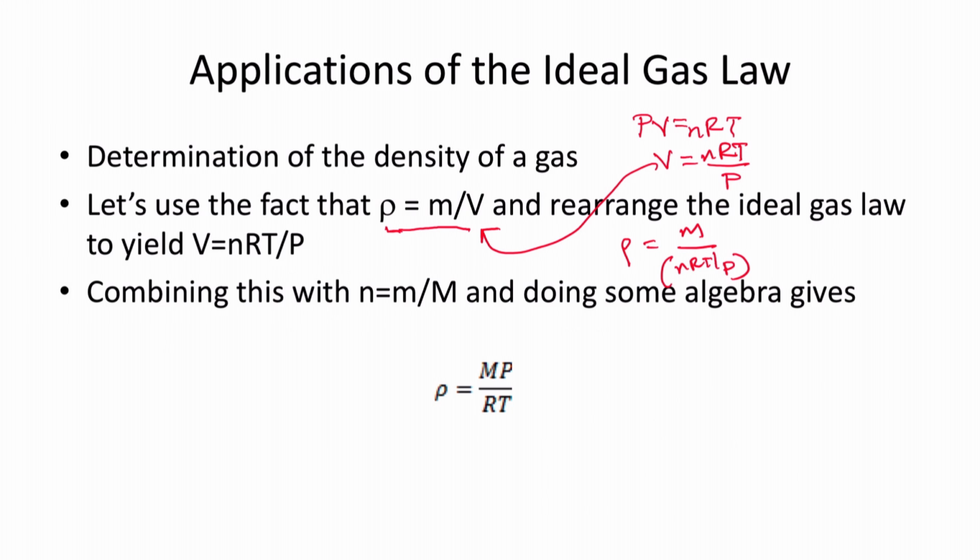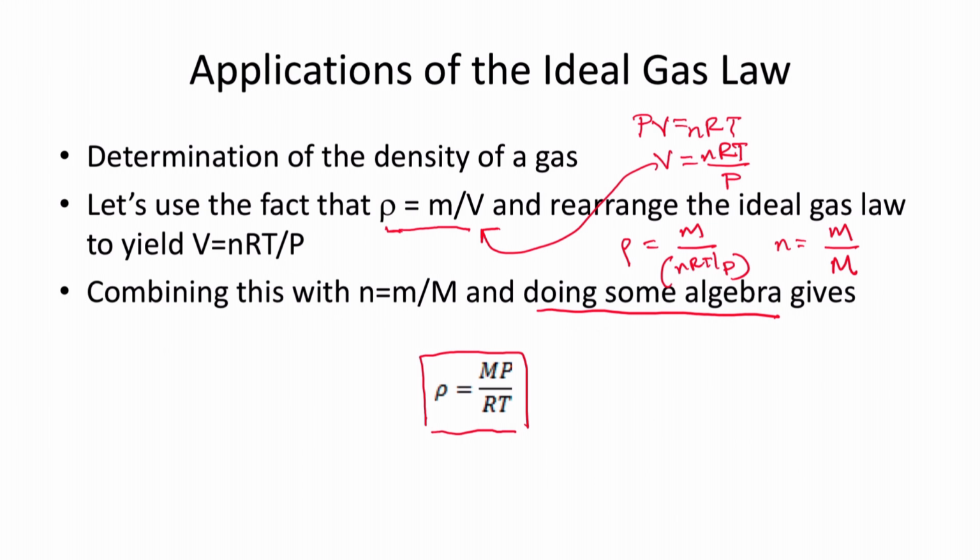And then I can combine this with another expression that we used earlier, right? The number of moles is the mass divided by the molar mass, and do some algebra, okay? So basically rearrange some of the variables around. And I wind up with this expression here. Okay, the density is equal to the molar mass multiplied by the pressure divided by RT.